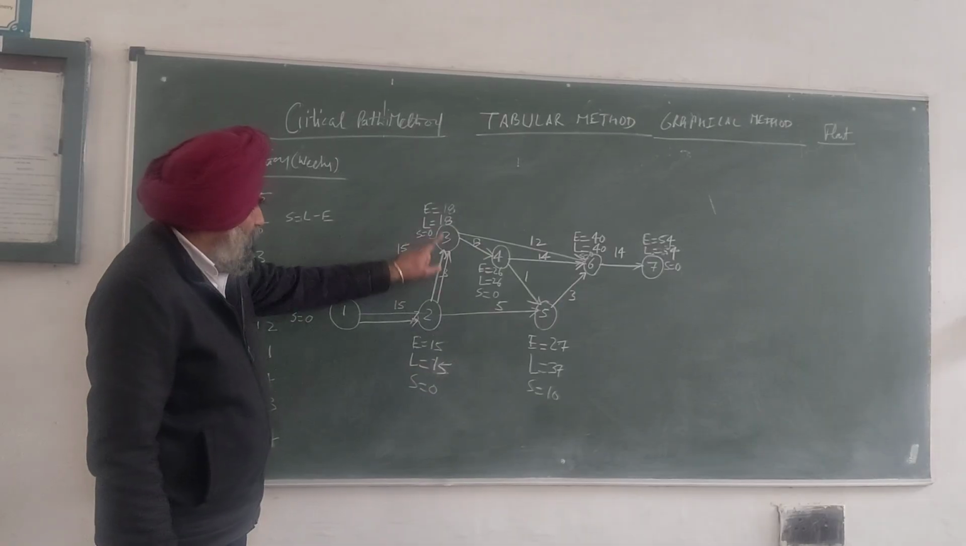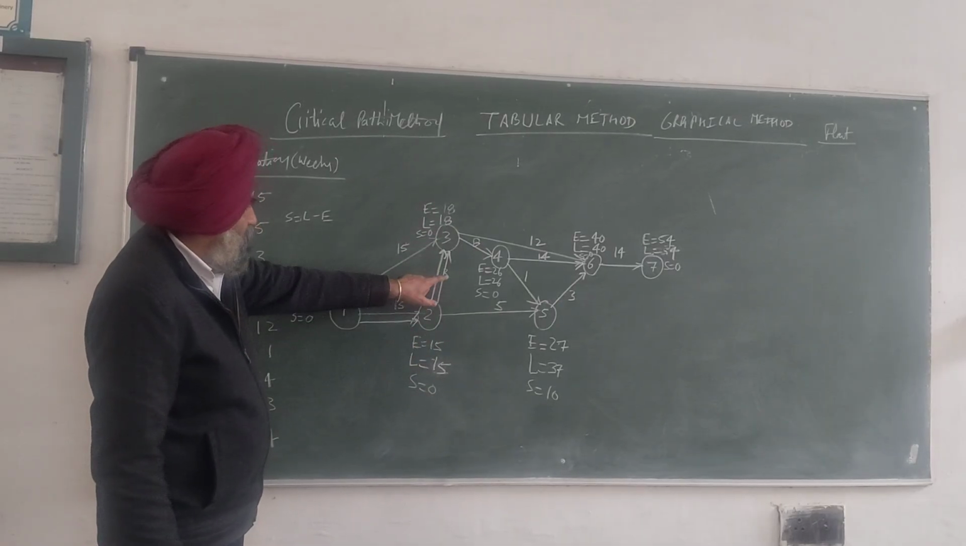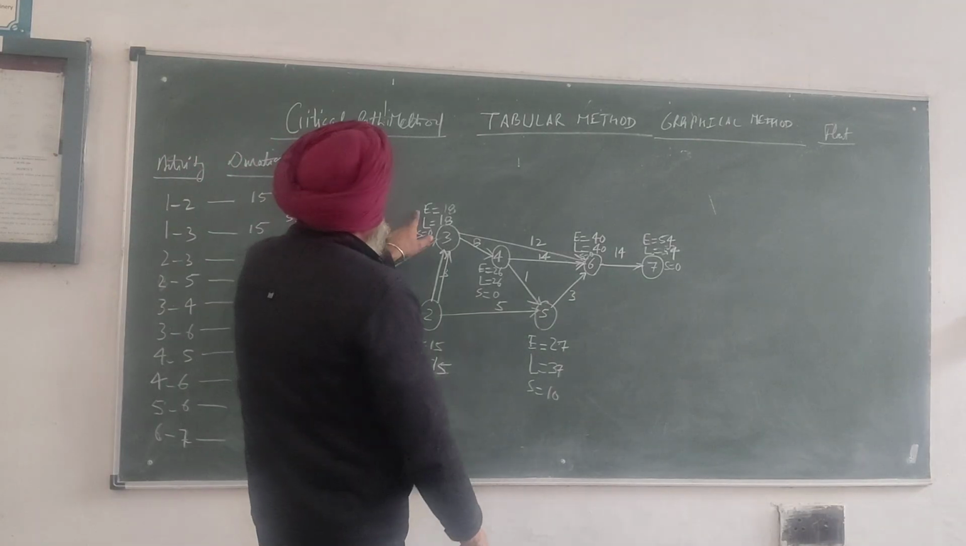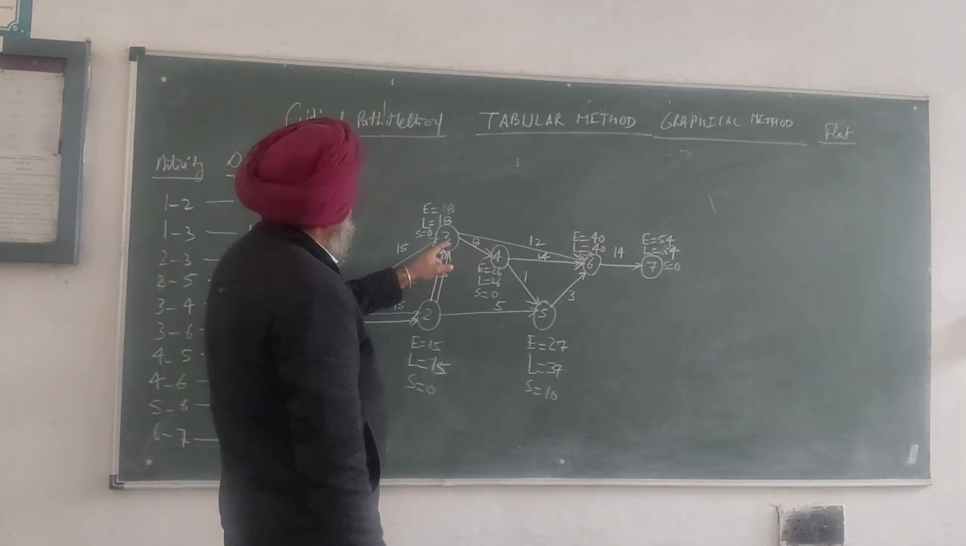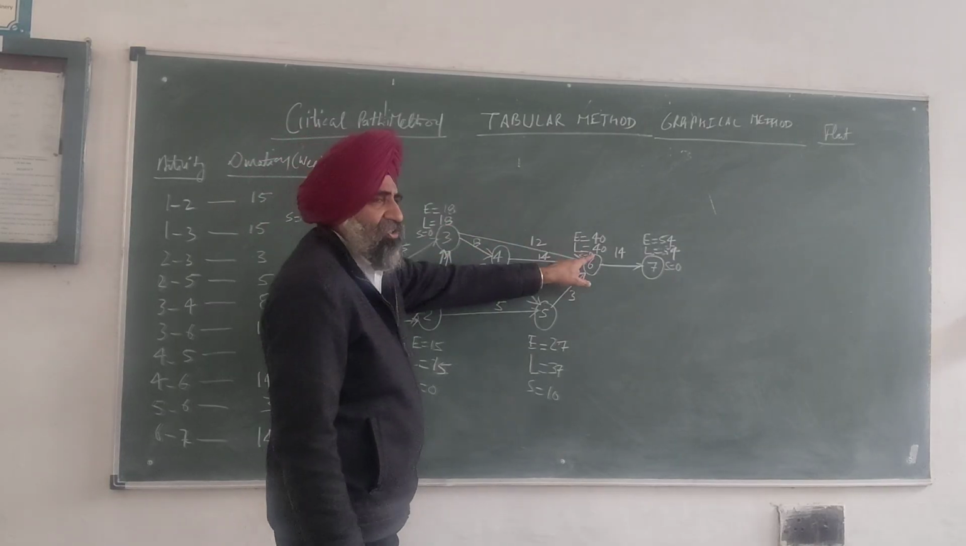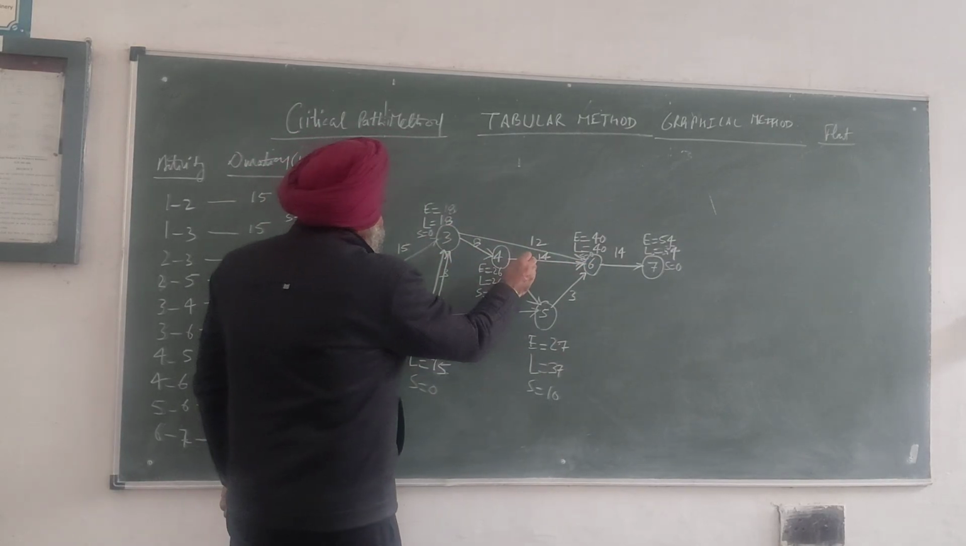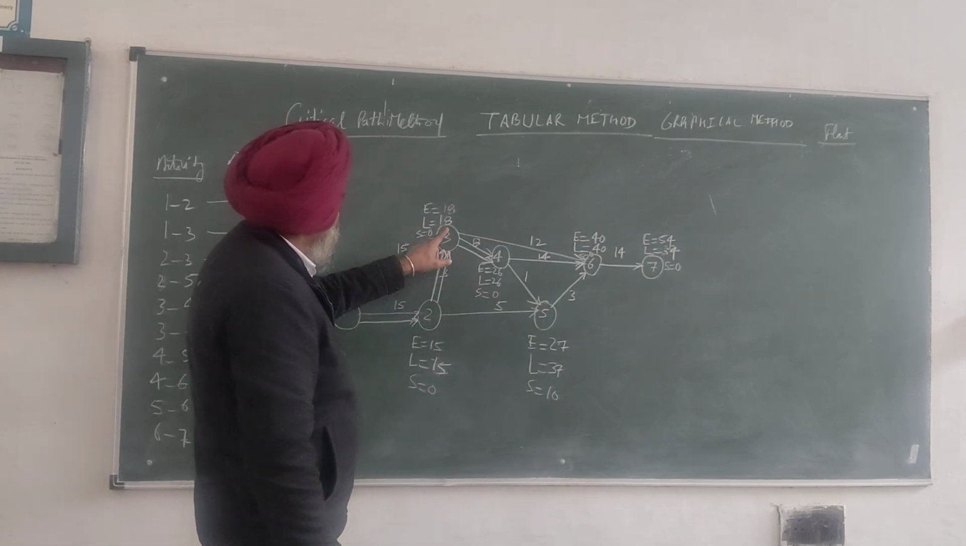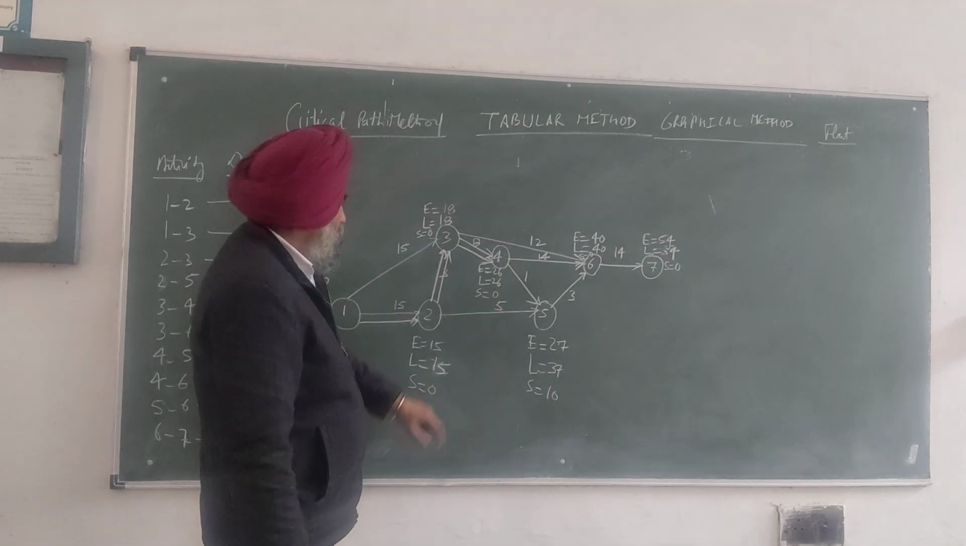Similarly, again if I do it, 1 to 3 is critical. Why? It is 0 here, it is 0 there. And if I add 50 plus 0, it is 80. And we are finished. Similarly, again this is 0 here, here it is 0. But this is not critical. Why? 18 plus 12 is 30. And this is not critical. This is critical. Why? Because here is 0, here is 0, and 18 plus 8 is 26.